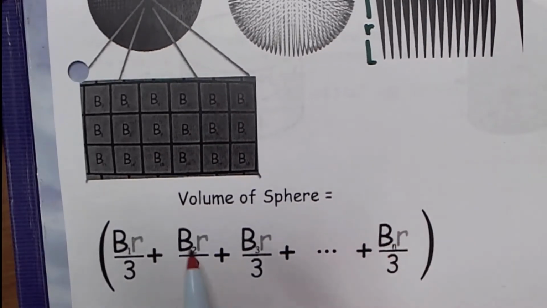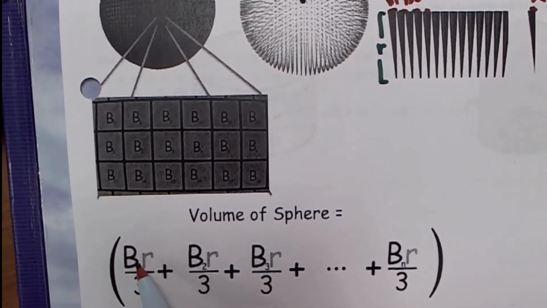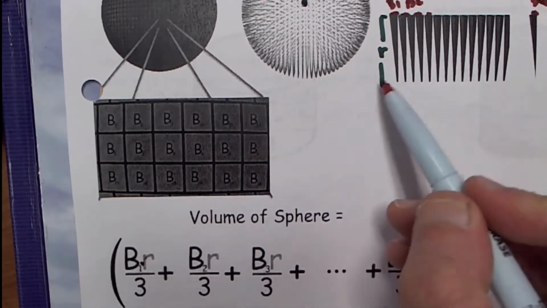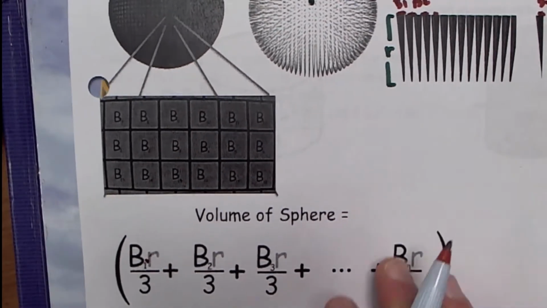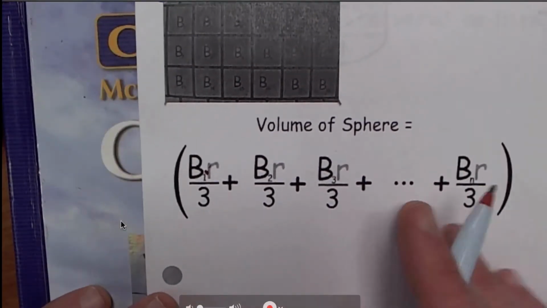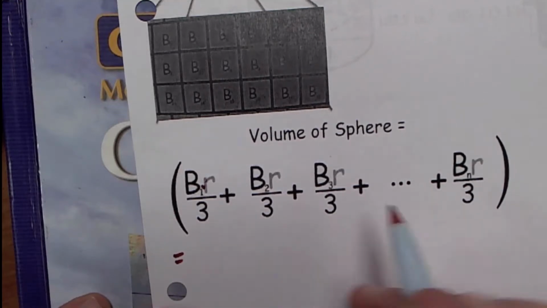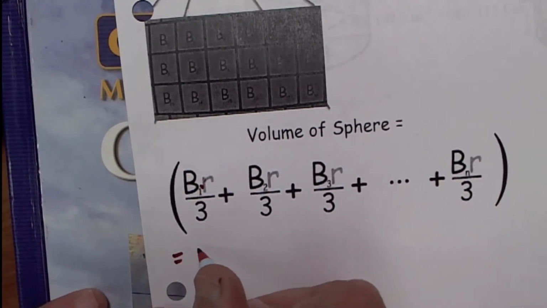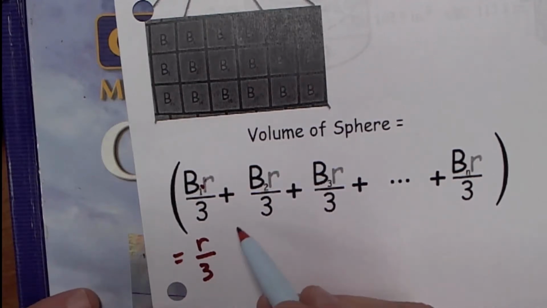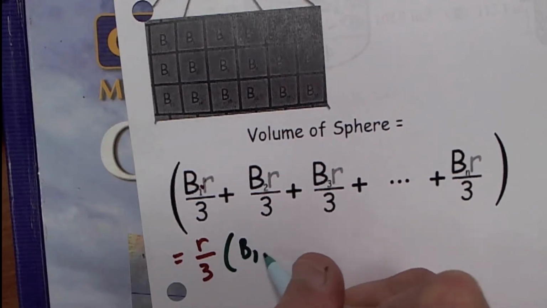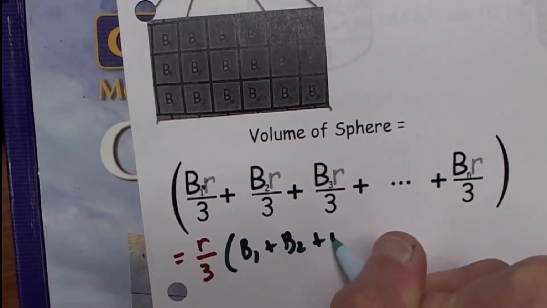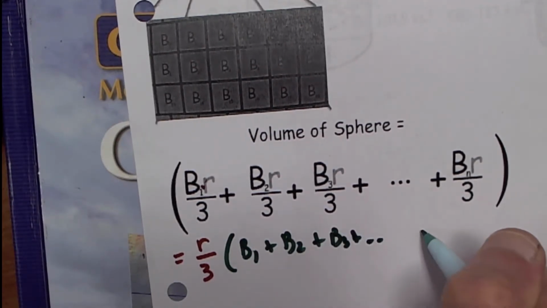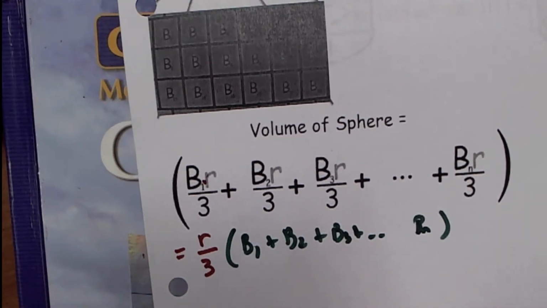And so what we have is add up 1/3 base times height, 1/3 base times height. Remember, the height is radius. Add all these up, that would give you the volume. Remember, we could factor out this 1/3 and factor out the r. So basically, you're factoring out r over 3, right? That's the thing that they all have in common. And you're left with B1 plus B2 plus B3 plus all the way to Bn. In algebra, you can factor this out.